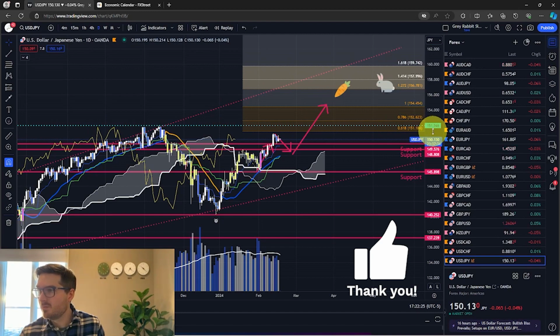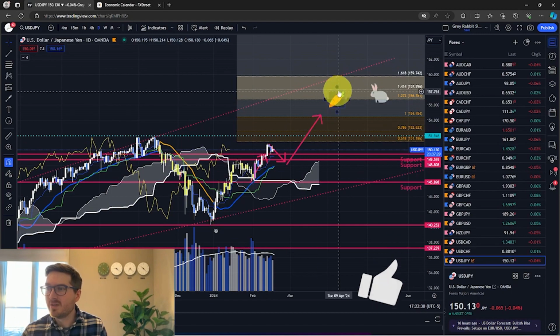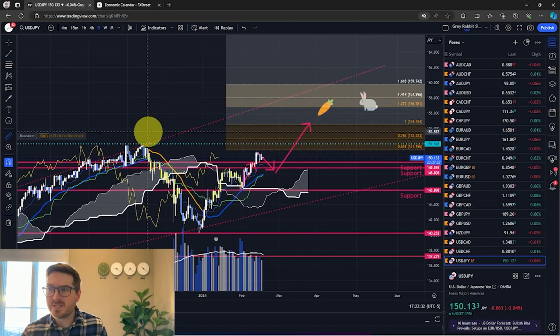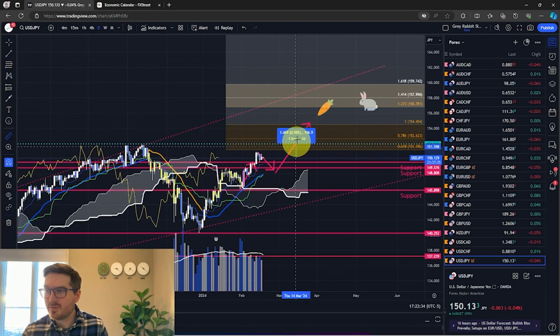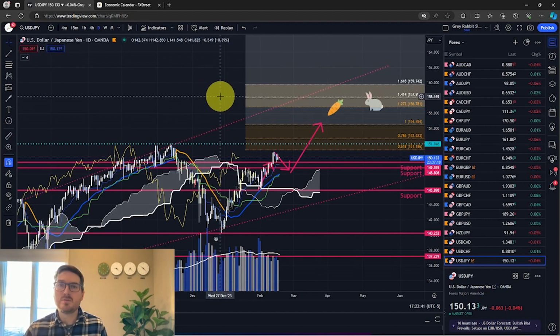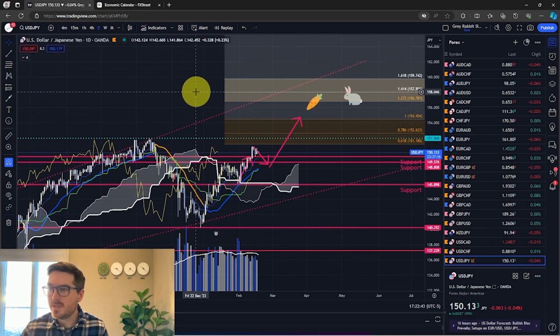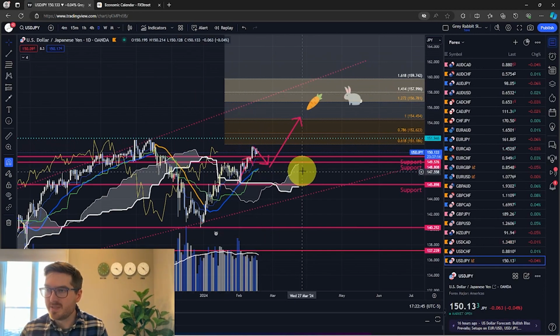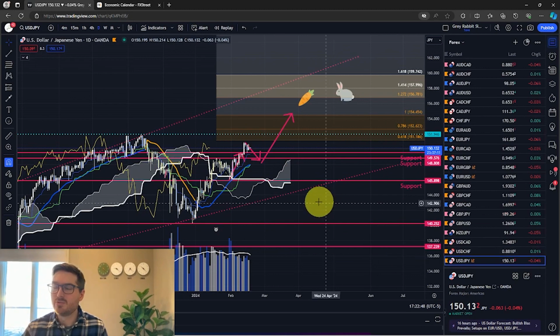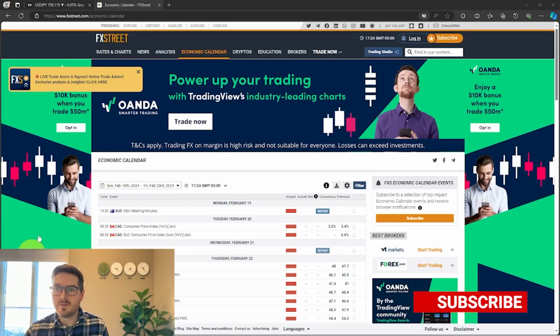This is the 151.946 level. Now, if we can get another N wave up, I'm expecting from current price up to this level, we've got about 665 pips. So, long term, I'm pretty bullish on Japanese yen, but I am expecting a retracement this week. So most likely I will not be trading this pair. All right, guys, now let's look at the fundamental news.